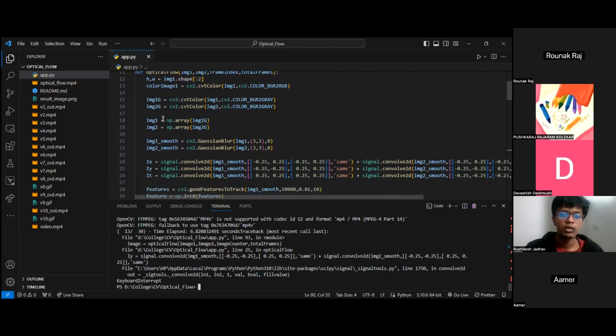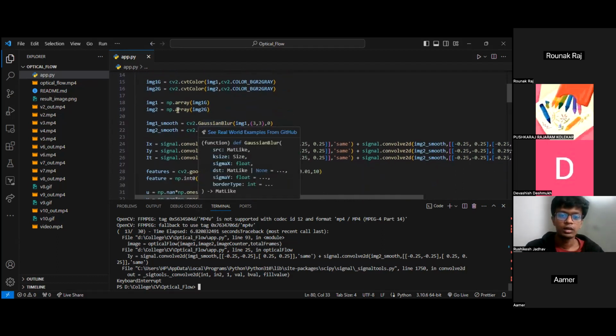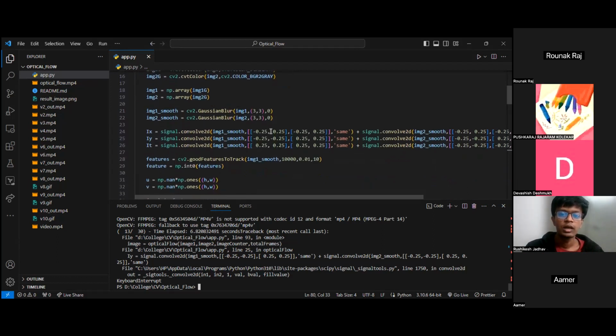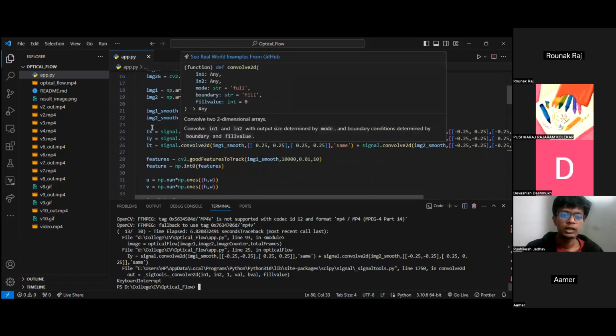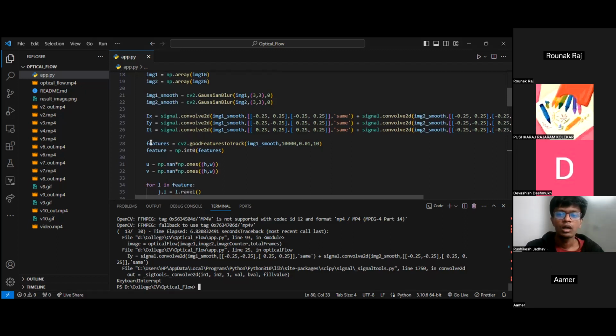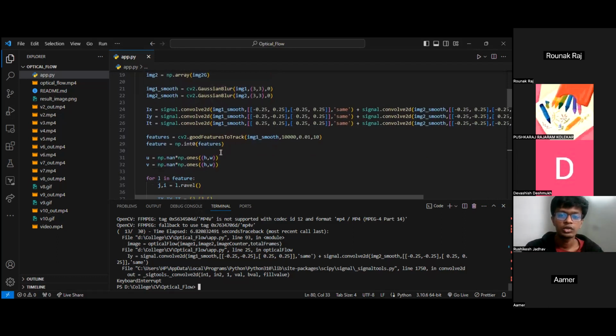After that, we are storing the values in arrays, and in further pre-processing, we are using Gaussian blur to smooth out the images. After smoothing, to calculate the gradients, we are convolving the smoothed images and storing them in IX, IY, and IT. After that, for the optical flow algorithm, we are supposed to find the features. This is the function we will be using to find the features, goodFeaturesToTrack. The maximum number of corners given to the function is 10,000, and you can change it according to your needs or videos.